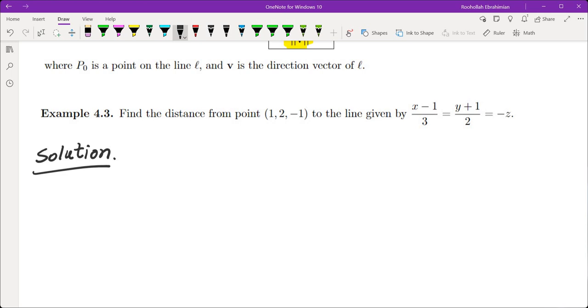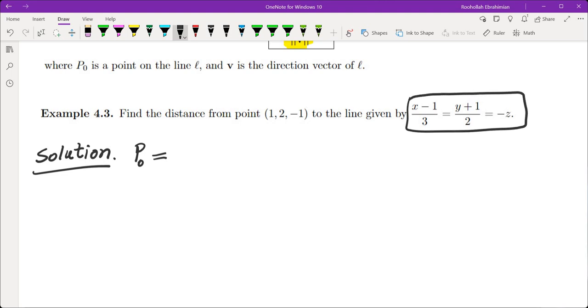Okay, so let's look at an example. Find the distance from this point to the given line. The first thing we need to do is to find a point on the line. Now, what would be a point on this line? Well, it is any (x, y, z) that satisfies this equation.